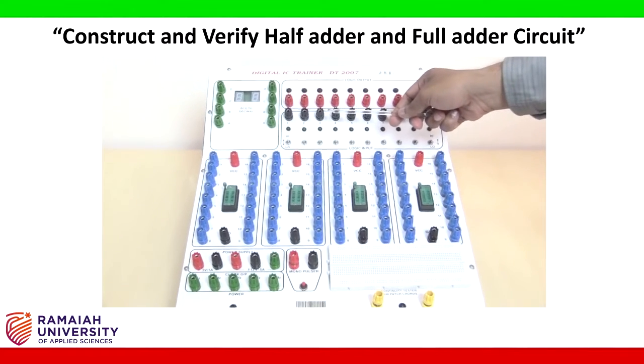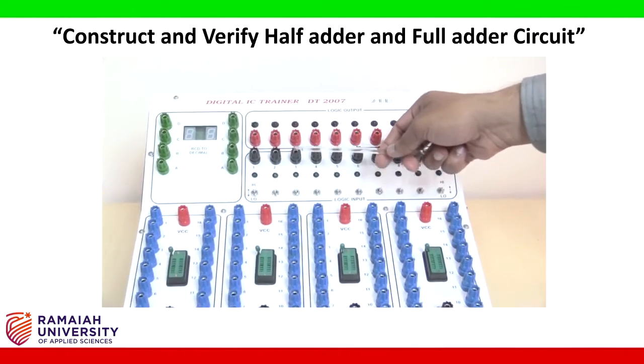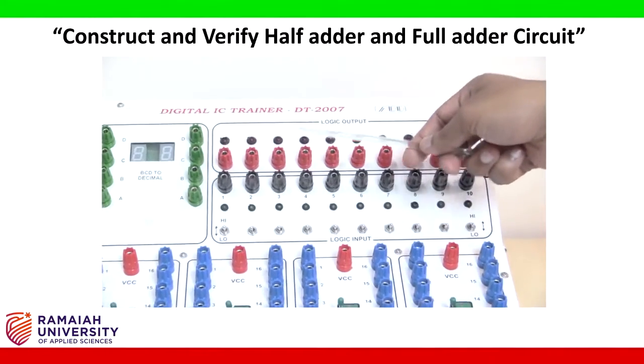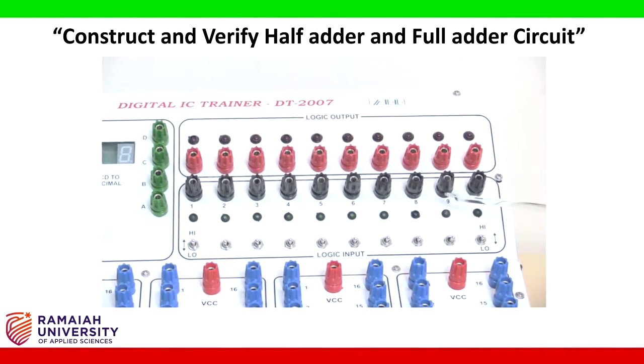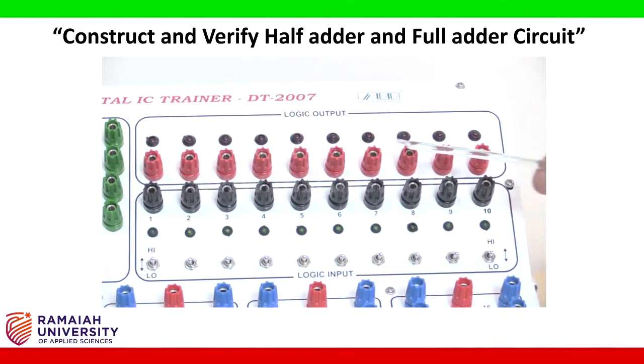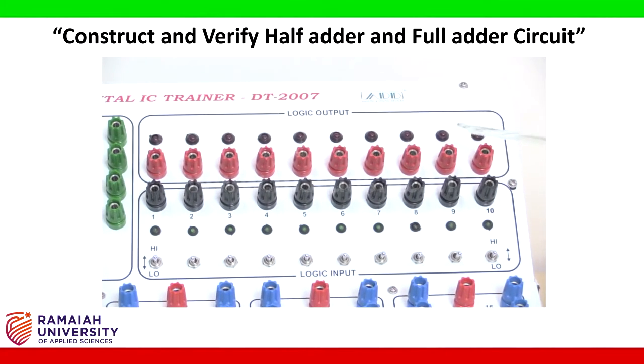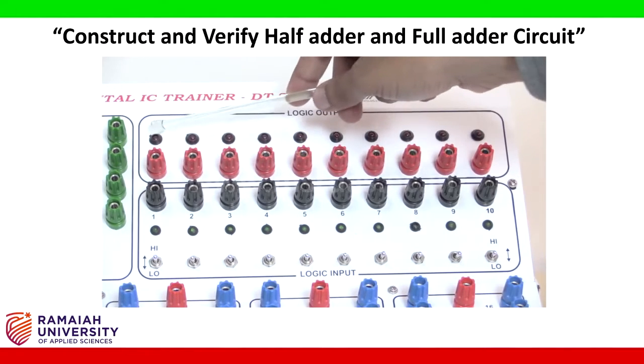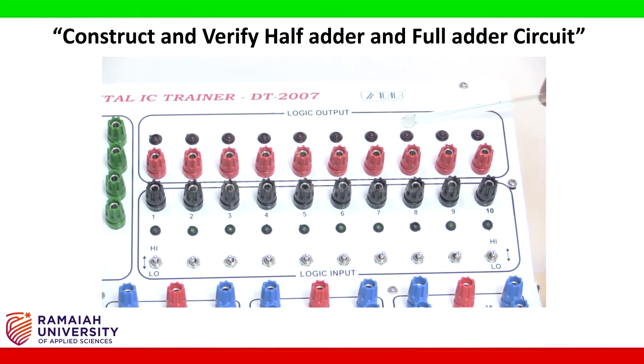So here at the top you can see a set of knobs, which are used as inputs and outputs. The knobs which are there in the black color are used for inputs and the knobs which are there in the red color are used as the outputs. And also at the top of the red knobs you can see LED bulbs which represent the output. If the LED bulb is on, then it represents the output is logic high, and if the LED bulb is off, it represents the output is logic low.